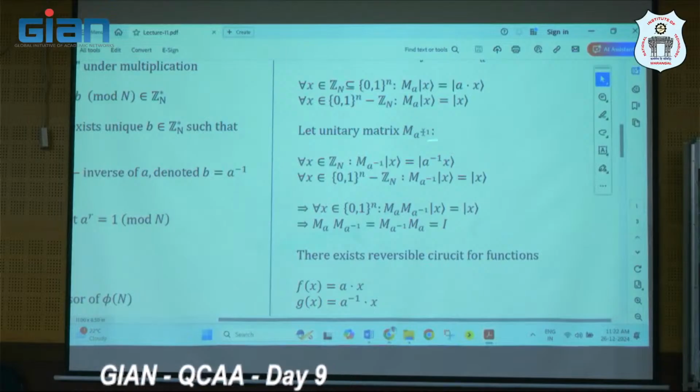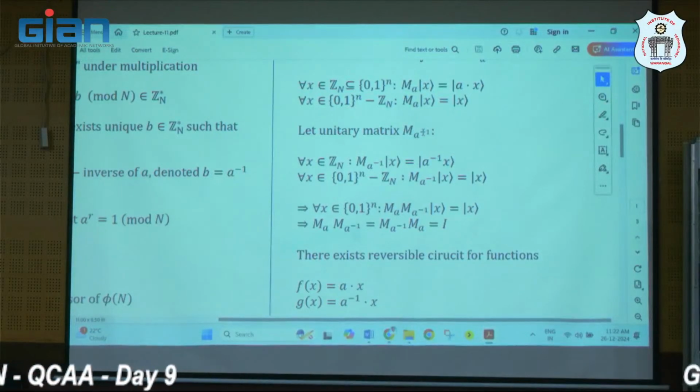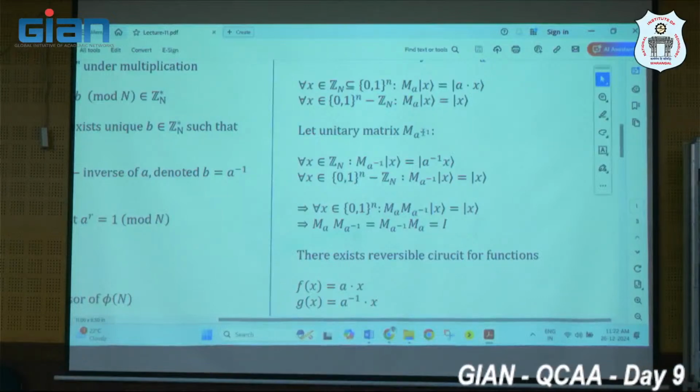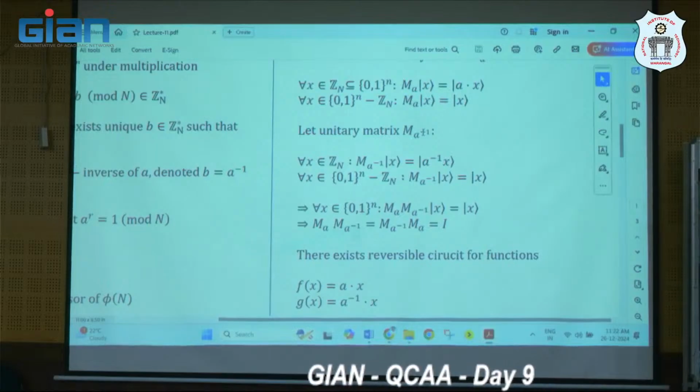Similarly here we have in place computation. So now you see the utility of that discussion we did, because for these two unitaries, MA and MA inverse, we need circuits for them.